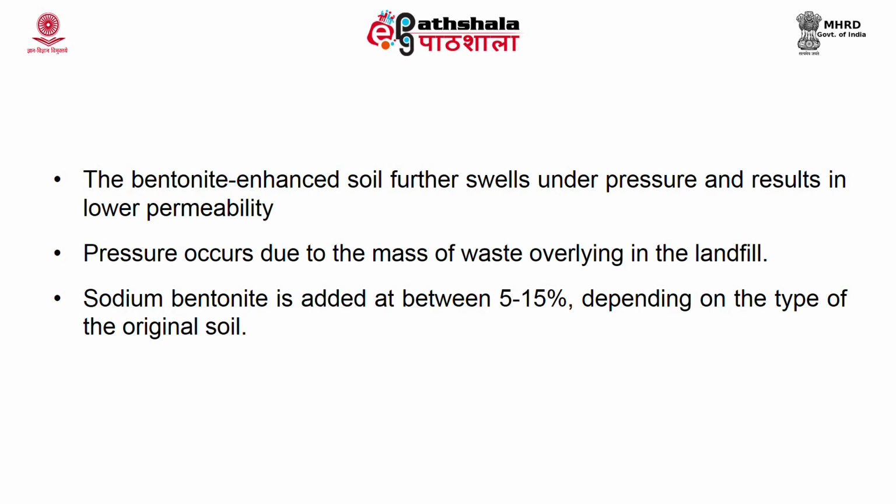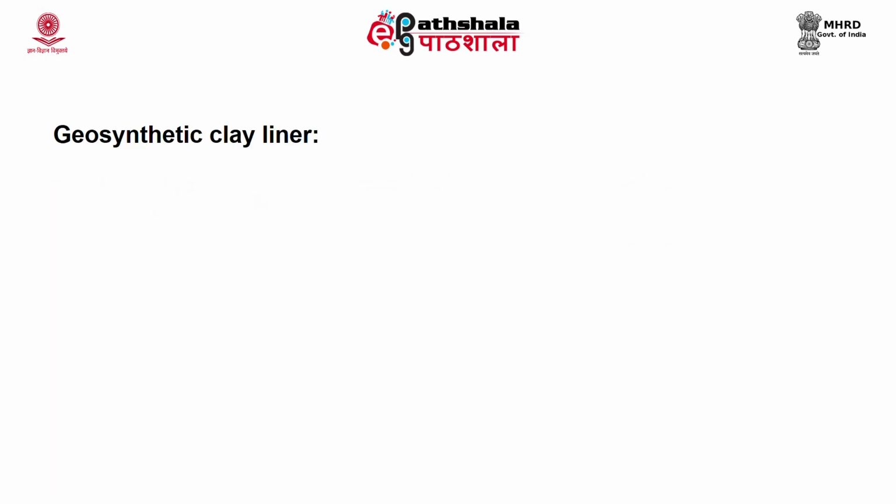Sodium bentonite, as I told you earlier, has lower permeability. It is added in the range of 5 to 15% and it is blended with the soil. This 5 to 15% will again depend upon the type of original soil which is to be used. The next type of liner is a geosynthetic clay liner.